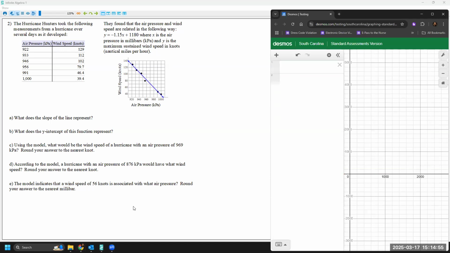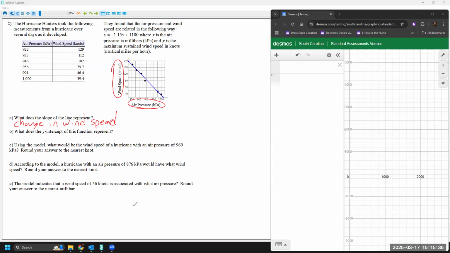All right. So let's see if we can answer our question. It says, what does the slope of the line represent? Well, the slope of the line is how much y changes for every 1 unit that x changes. So let's start off with what is y? Y is wind speed. So change in wind speed, okay? And then for every 1 unit, air pressure changes, where air pressure is in kPa. No idea what that stands for, but that's okay.